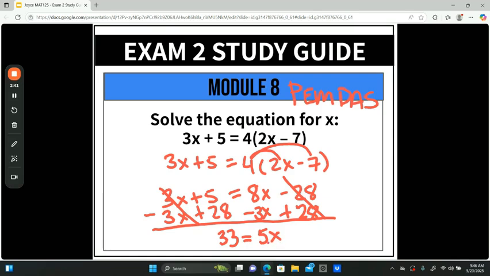Now I'm going to divide both sides by 5 to get x by itself. So x is going to equal 6.6. And that is our answer.